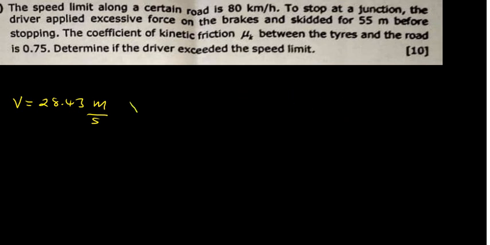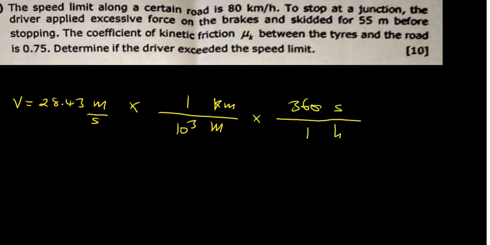So we multiply. We've got a meter on top, so we bring a meter down, and the kilometer on top. We know that in 1 kilometer we've got 1,000 meters. We've got a second down, so we take a second on top, and an hour down. In 1 hour we've got 3,600 seconds. So that is going to give us 28.43 multiplied by 3,600 and then divided by 1,000. That is going to give us 102.4 kilometers per hour. So compare 80 kilometers per hour with 102. We find that the speed limit was exceeded for this journey.